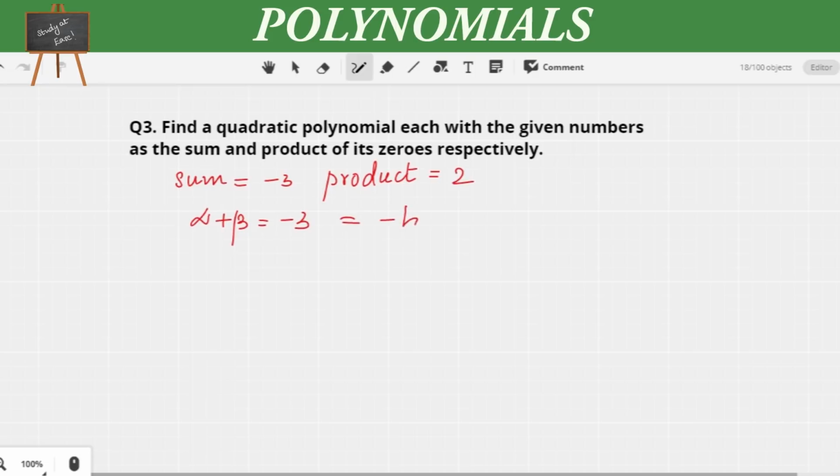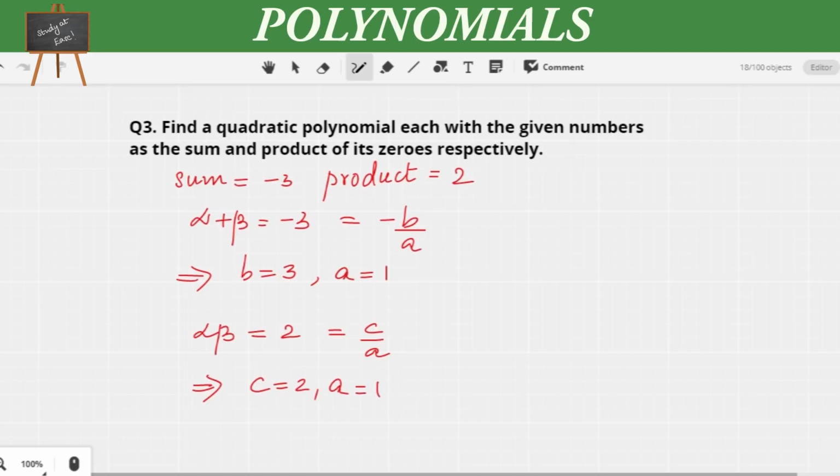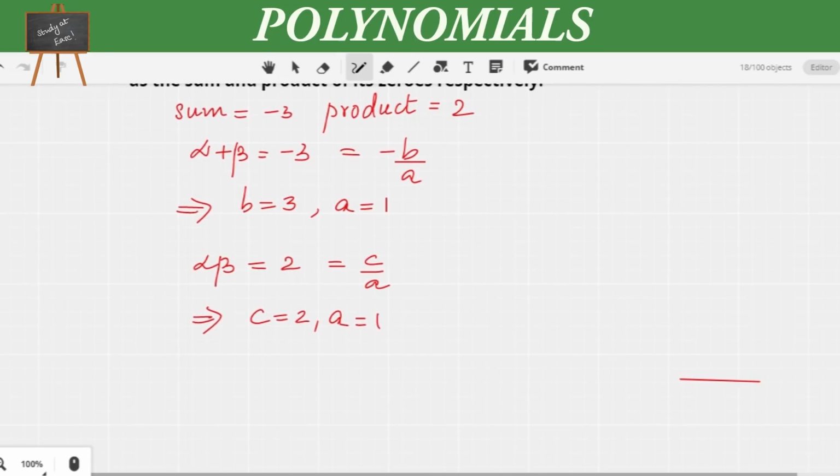So alpha plus beta is equal to minus 3. So we know that sum of the zeros is equal to minus b over a. So we can say b is equal to 3 and a is equal to 1. Now let's have a look at the product. The product of the zeros is 2. So product of the zeros is equal to c over a. So in this case, alpha beta is equal to 2. So c is equal to 2 and a is equal to 1.